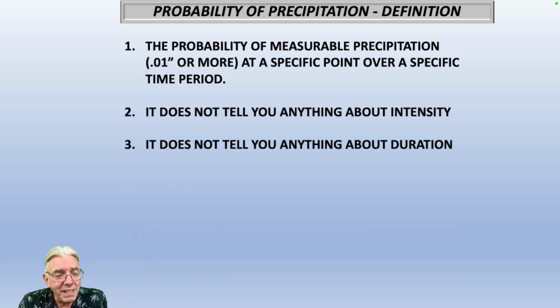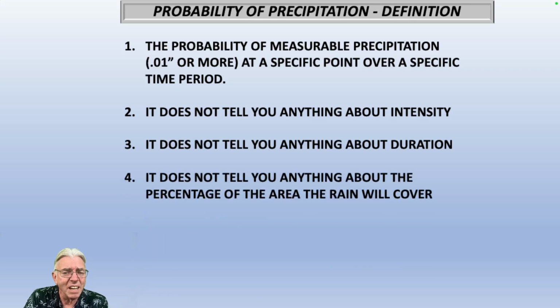It does not tell you anything about the duration of the precipitation, okay? Especially when you're talking about longer time periods, like the probability of rain today over a 12-hour period is 80%. It can rain for 15 minutes and rain enough to measure, and the other 11 hours and 45 minutes are completely dry, but that forecast would verify, okay? So again, it doesn't tell you anything about how much of the day is going to be taken up, and it doesn't tell you anything about the percentage of the area that the rain will cover.